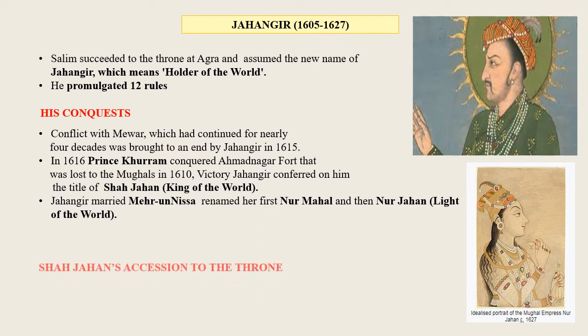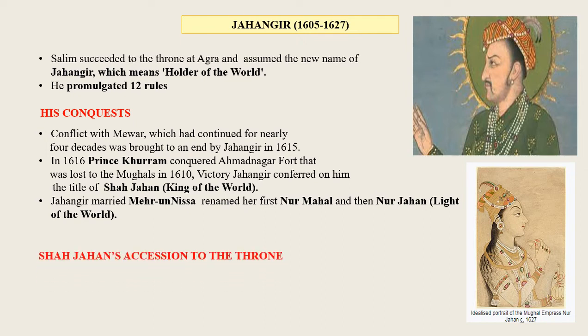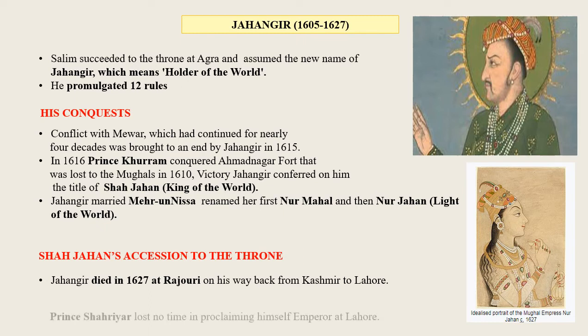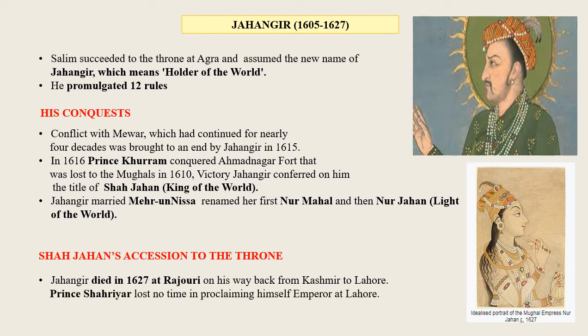Shah Jahan's accession to the throne. Jahangir died in 1627 at Rajouri on his way back from Kashmir to Lahore. Prince Shahryar lost no time in proclaiming himself emperor at Lahore. In the meantime, Shah Jahan marched to the capital Agra and ascended the throne in 1628.